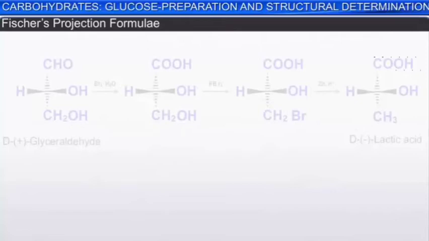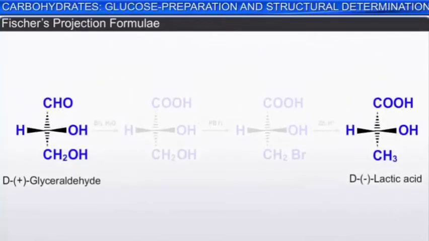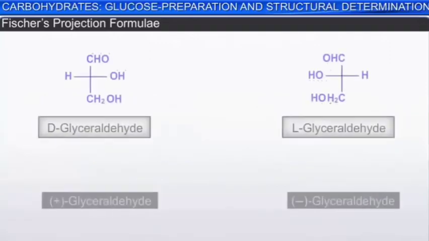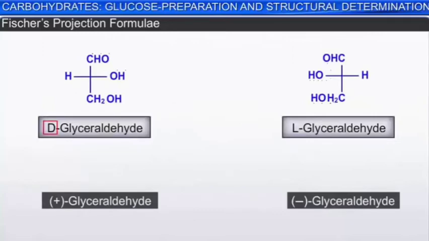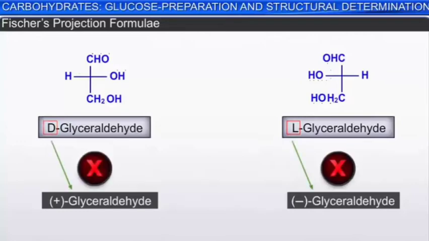For example, the levorotatory lactic acid formed from dextrorotatory glyceraldehyde with D configuration is also said to have D configuration. It is important to note that D or L represent the relative configuration of a particular stereoisomer and don't hold any relation with the optical activity of the compound.